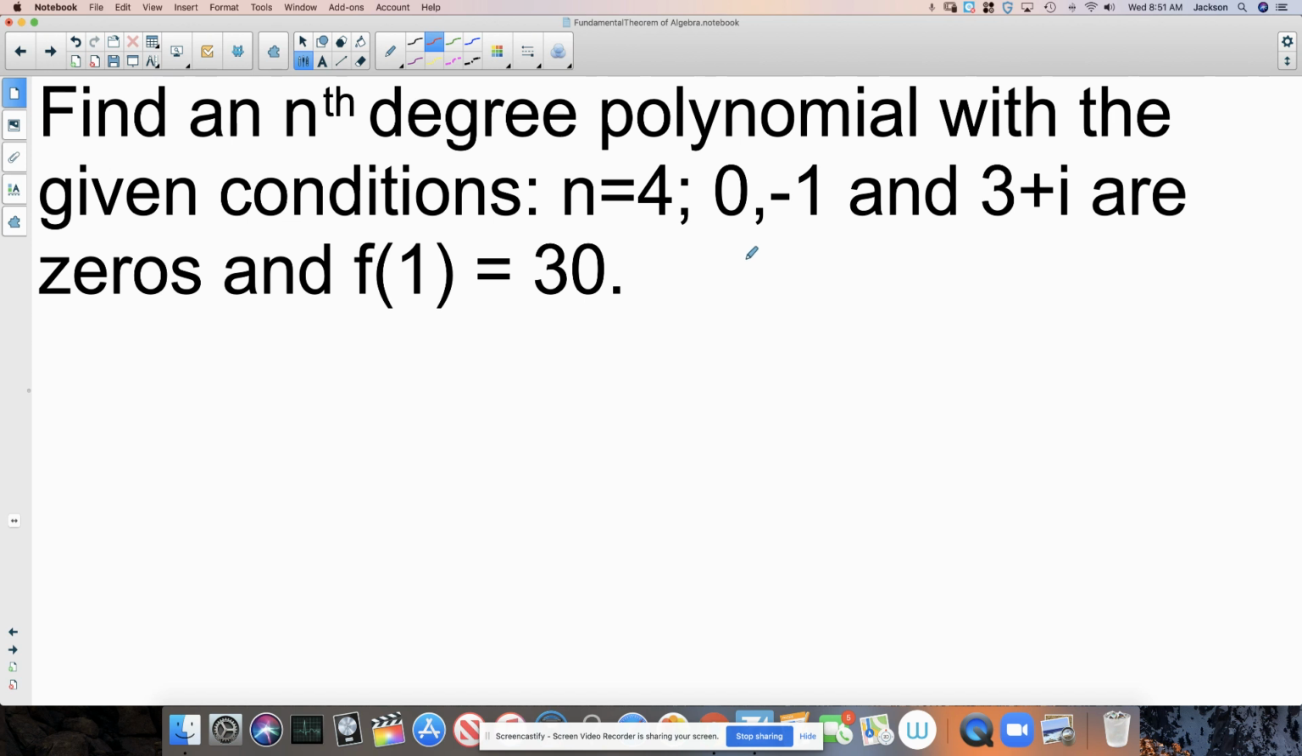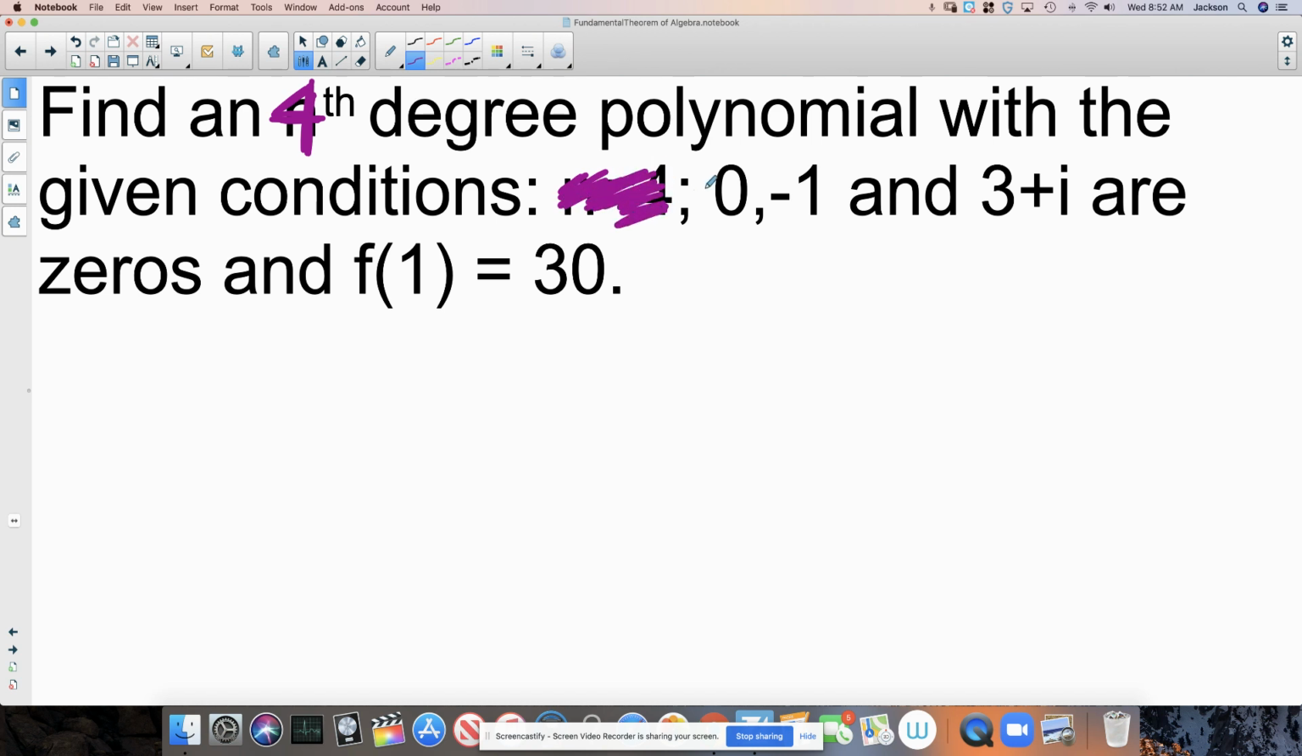Let's look at another example using the fundamental theorem of algebra where we have to create a polynomial function. Find an nth degree polynomial with the given conditions. N is 4. Again, this is how Math Excel phrases these questions. That's why I'm writing it like so instead of just saying find a 4th degree polynomial. So we know that if n is 4, it's 4th degree.